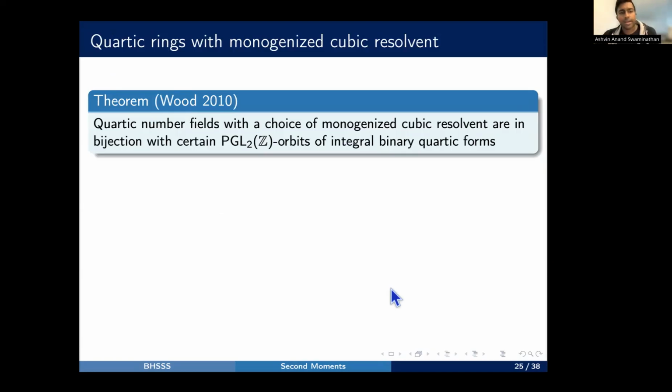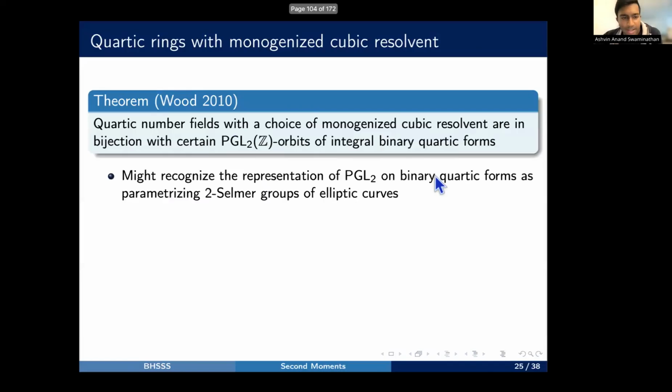And the story about class field theory and quartic rings has an analog in this context. This analog is due to Wood in her thesis. She showed that if you take quartic number fields with a monogenized cubic resolvent, then these are in bijection with PGL2 orbits of binary quartic forms. That might ring a bell, because that's the representation that's used to parameterize two-Selmer groups. So it suggests that two-Selmer groups should be relevant in studying the two-torsion in class groups of these monogenized cubic fields.